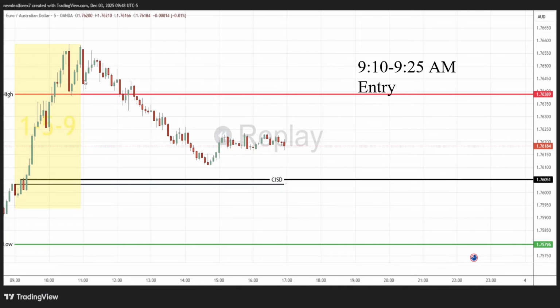It would have been done. So your best entry was from 910 to 925. So as you can see, it doesn't take all day for the entry to appear. You just have to be in front of the chart when it does.